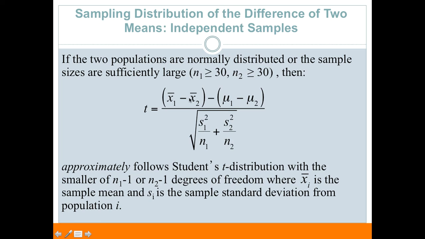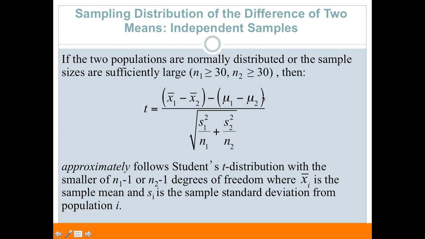t, just by taking x1 bar minus x2 bar, minus mu1 minus mu2. It's good that it's included here because this is technically correct, but under the null hypothesis, we're going to assume that the mean difference is 0.